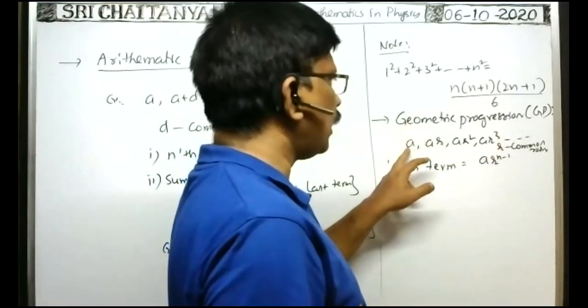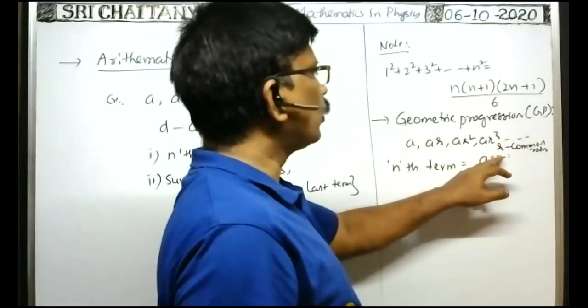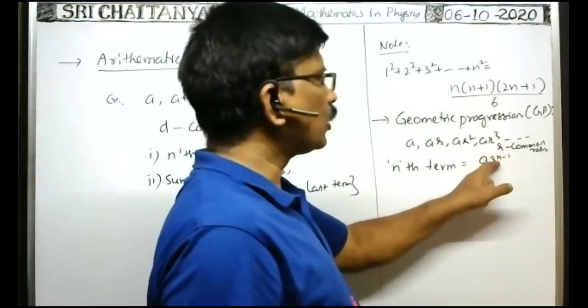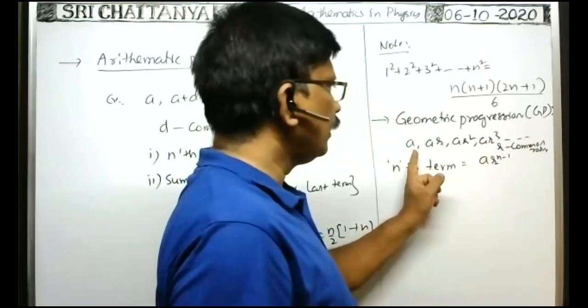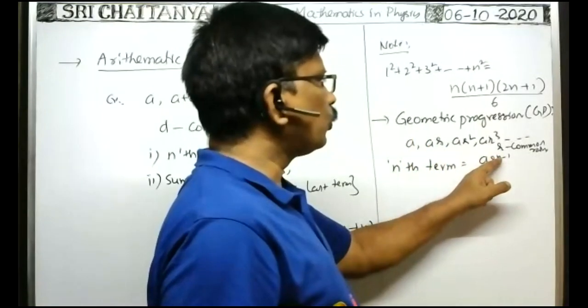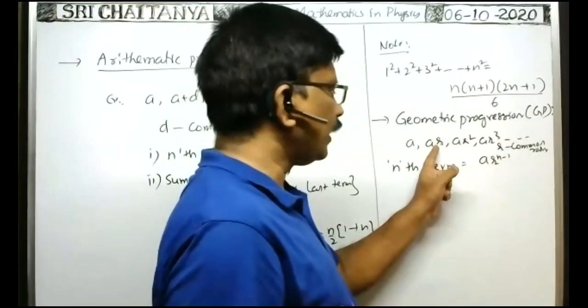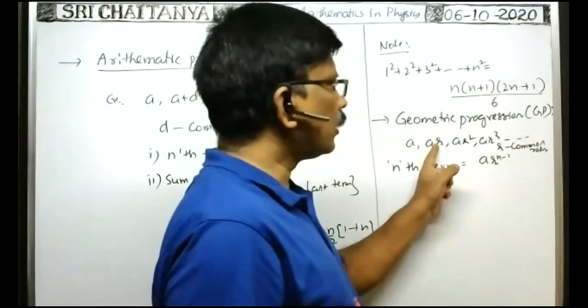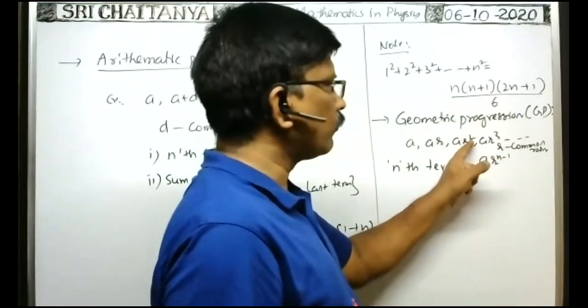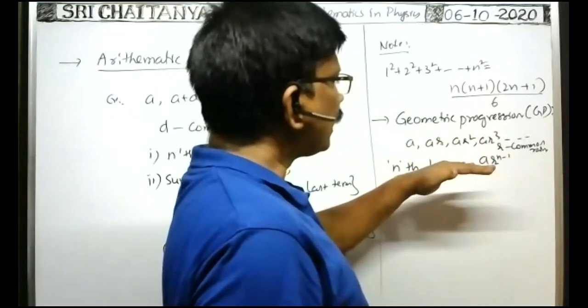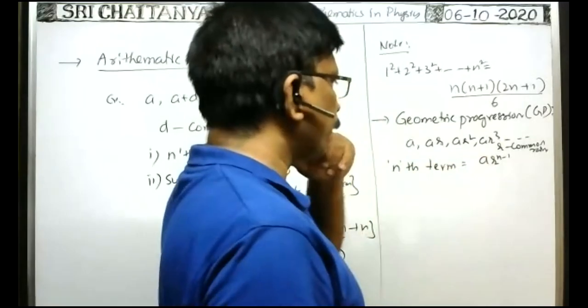Suppose we want the first term. Put n is equal to 1, then R to the power of 1 minus 1 is R to the power of 0, which is 1, so we get a. For the second term, put n is equal to 2, then R to the power of 2 minus 1 is R, so A into R. For the third term, put n is equal to 3, then AR square. Fourth term AR cube. So it is the general formula for the nth term in GP.